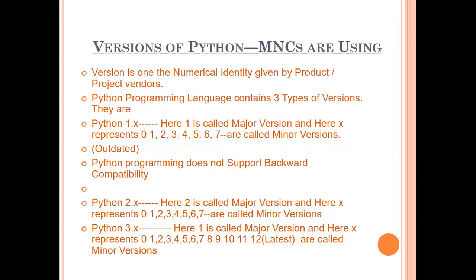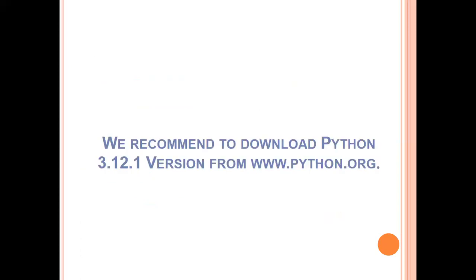Versions I've explained to you. We have 3 types of version: Python 1.x, 2.x, 3.x. Whatever comes after the .x, like .1, .2, up to .7, these are all minor versions, and these are backward compatible. 1.x is outdated and does not support backward compatibility. 2.x till 2.7 is still in use. Some industries are still using it, but the latest version is 3.12.1, and we will always recommend you download 3.12.1.